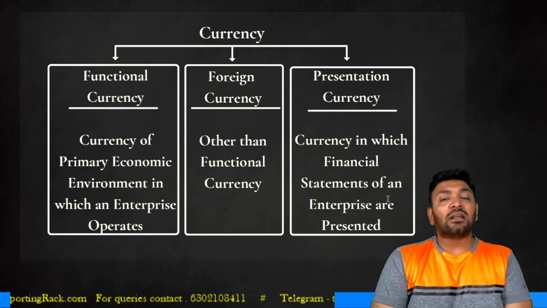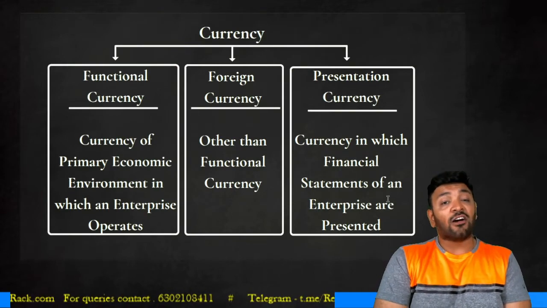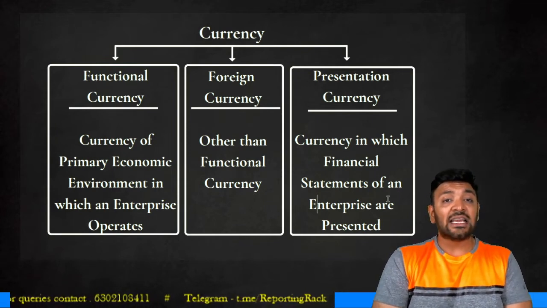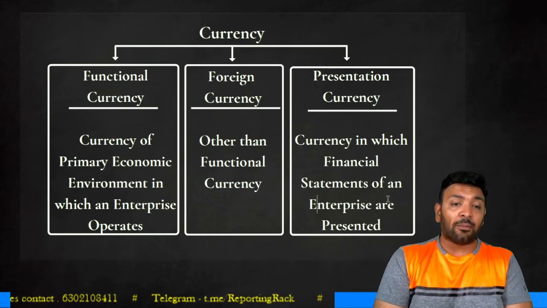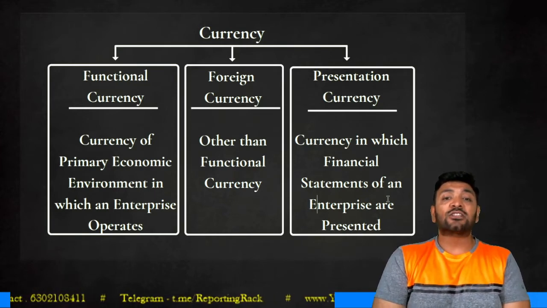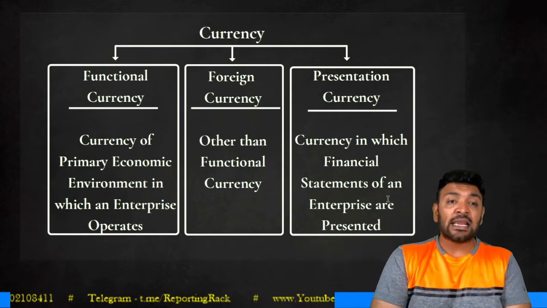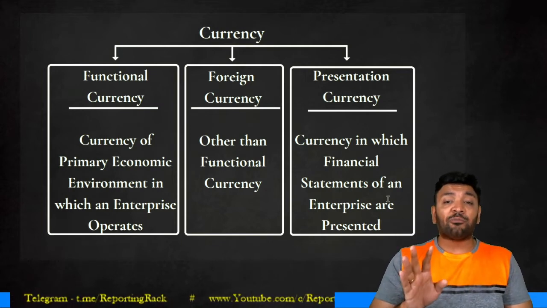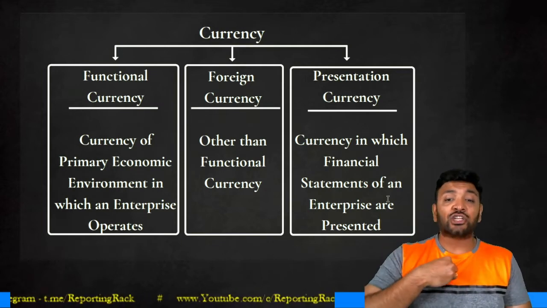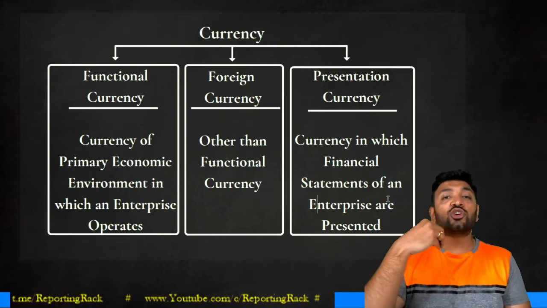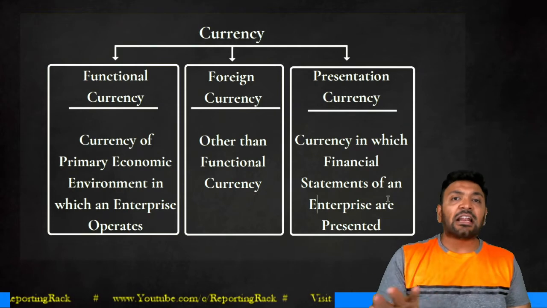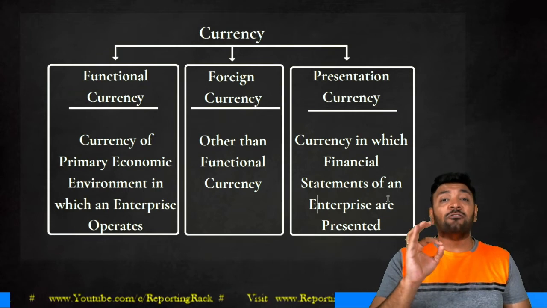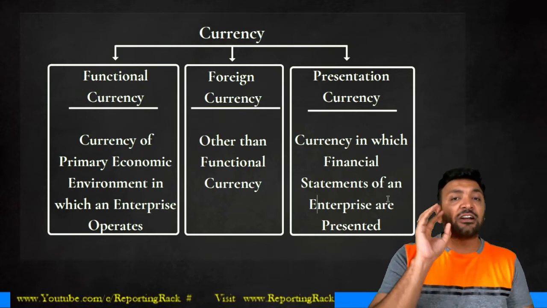Let's see. So currency is broken down into three parts: functional currency, foreign currency, and presentation currency. What is a functional currency? The currency of the primary economic environment in which the entity operates is called the functional currency. What is a foreign currency? Anything other than the functional currency is called a foreign currency. What is presentation currency? The currency in which my financial statements are prepared. It is a choice of the management. Functional currency is never a choice. It is the primary economic environment in which the entity operates that determines the functional currency.